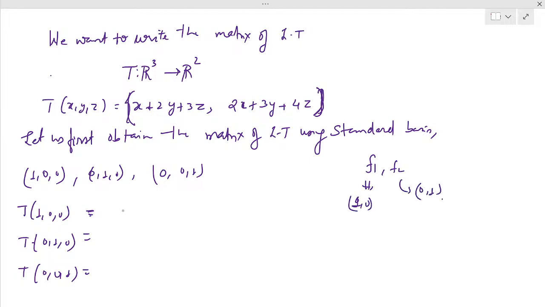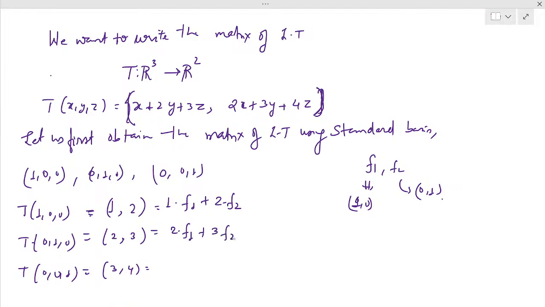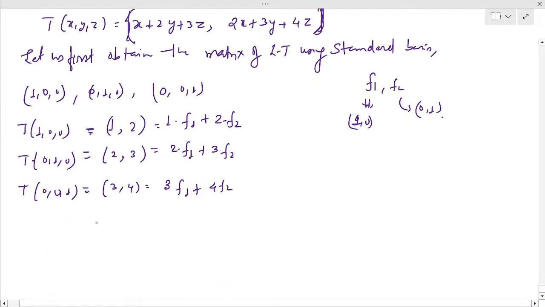Okay. So what would be T of (1, 0, 0)? It would be (1, 2), and it would be (2, 3), and it would be (3, 4). So if I write this way, it would be 1 times f1 plus 2 times f2, 2 times f1 plus 3 times f2, and 3 times f1 plus 4 times f2, right? So this is how it is going to be.